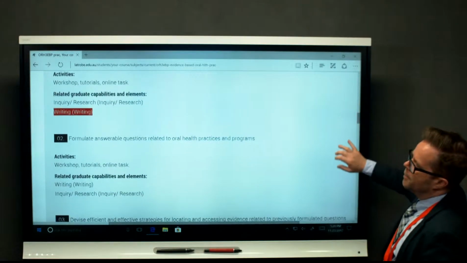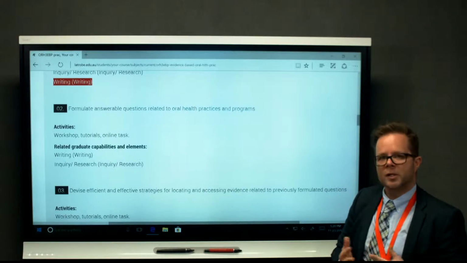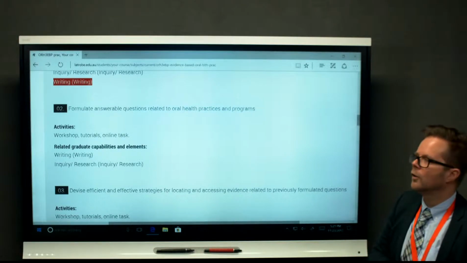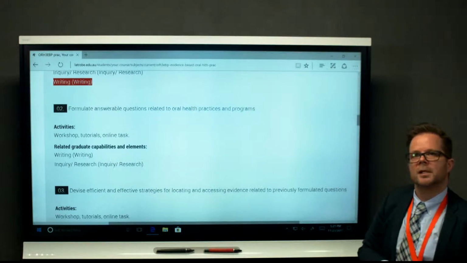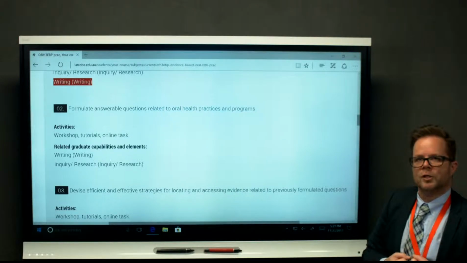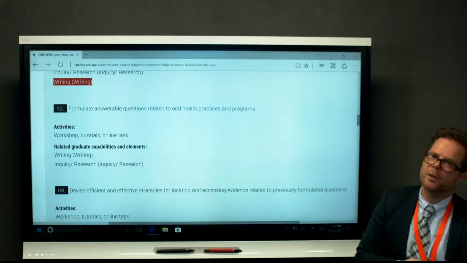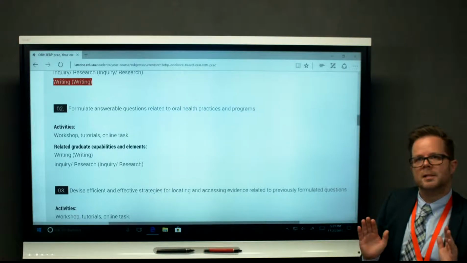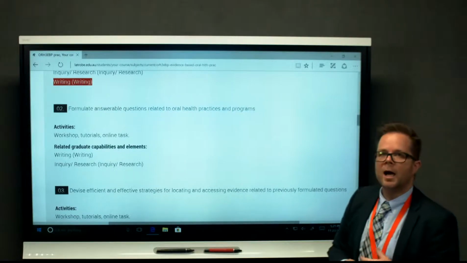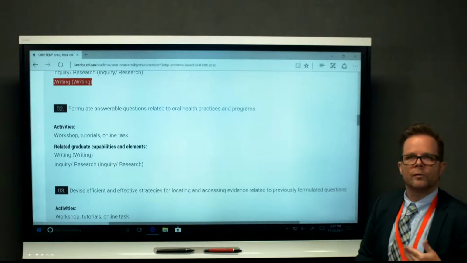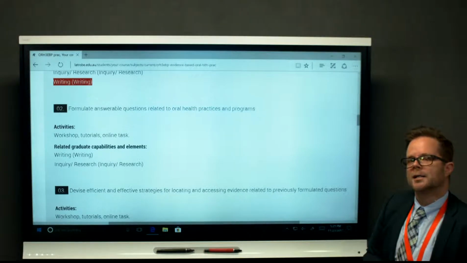The second learning outcome is related to what we will be doing in the sessions together and offline as groups, and that's to formulate answerable questions related to oral health practices and programs. So this is, remember, about asking really good questions, not so much being able to leap to the answer to problems or leaping into solution mode straight away, but it's about taking a step back and saying, what are the issues here? What are the actual important questions that we need to ask in order to help us resolve this problem or this challenge?